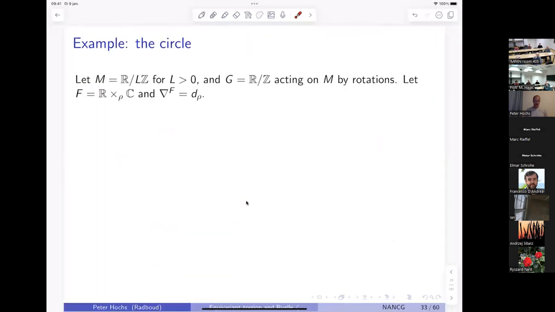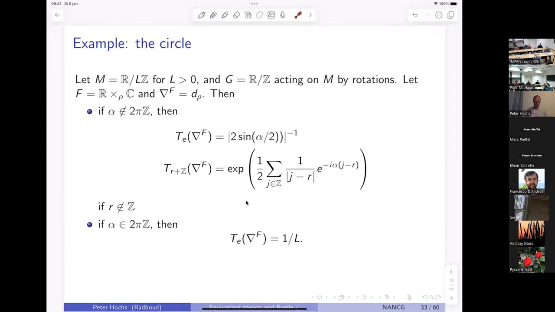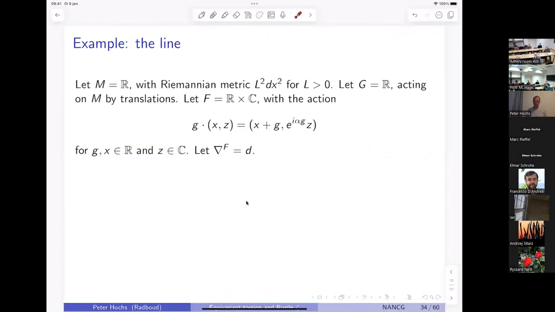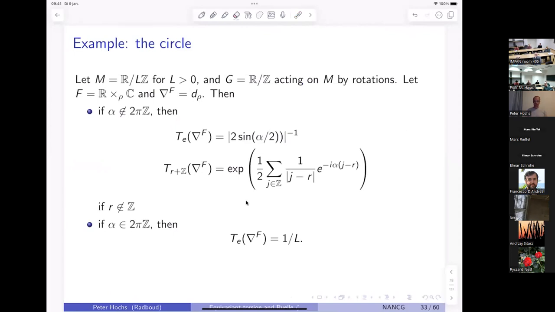Let's go back to the circle. Look at the circle of circumference L, and the circle group acting on it by rotation. We look at the associated bundle F associated to that representation, and then the same connection as before. If alpha is not in 2 pi Z, so this representation rho is not trivial, then as we saw before for the identity element, we just get the classical analytic torsion, which is this number that we computed before. And for a non-trivial group element of the circle, we again get some expression. If alpha is in 2 pi Z, then this torsion depends on the circumference. I didn't put an expression for the non-trivial group elements here.